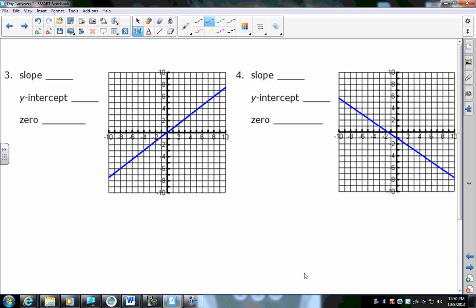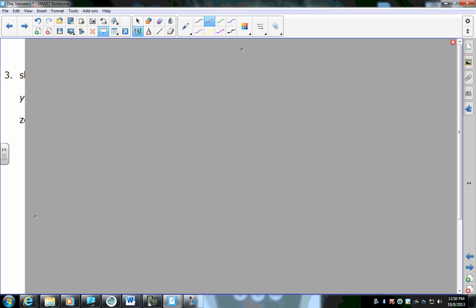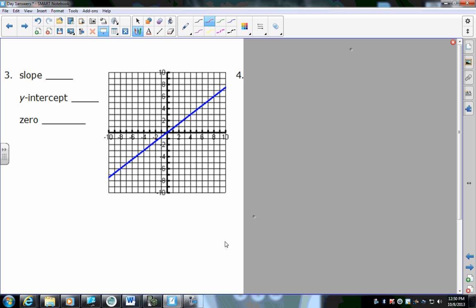The next one, number 3. Let me pull this over. Number 3, my y-intercept. Remember, the y-intercept is the vertical going up and down. Right now on your paper, you should put a dot on the y-intercept. That is 0, 0.